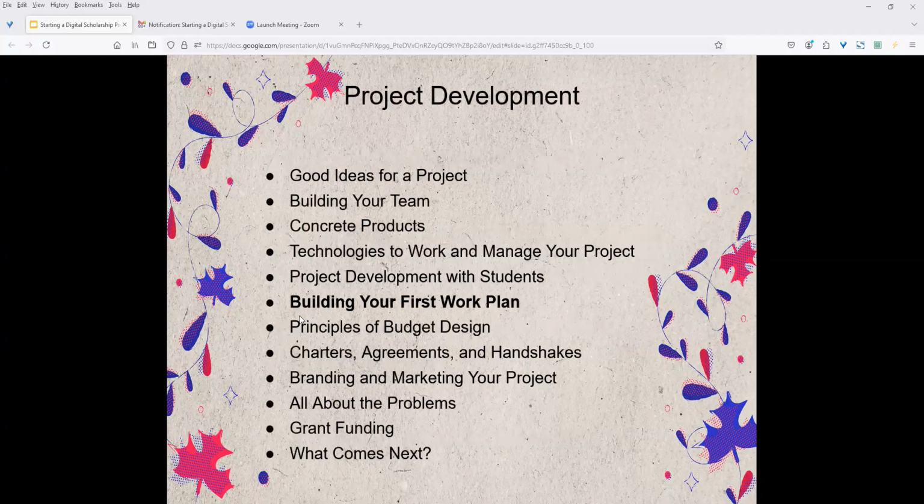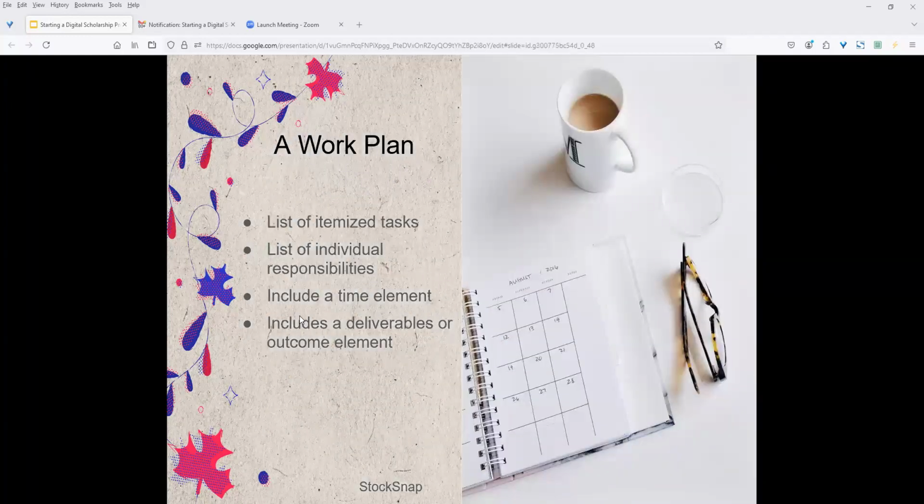All right. Next, building your work plan. Let's see how we do with time. So you need a work plan. It's going to consist of a list of itemized tasks, and individual responsibilities that go with those tasks. There's going to be a time element involved, and you're going to need to include a list of deliverables or outcome element as well. Project management software, such as Basecamp, Productive, Asana, that sort of thing, there's literally hundreds out there, would be very useful.